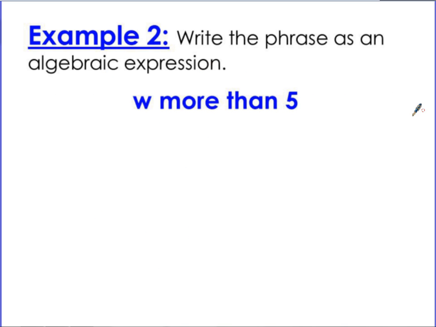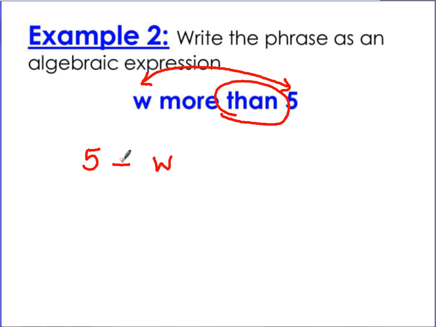Let's look at example 2. W more than 5. So they told us the variable we're going to use here, but here's that special word that I was pointing out earlier, than. Than's a turnaround word, which means I am going to flip the order of 5 and W, which means I'm starting with 5. And then the W is going to come after. More than. If I have W more of something, then I'm going to add W, whatever W is, to 5. So this is what the final answer of example 2 would look like.